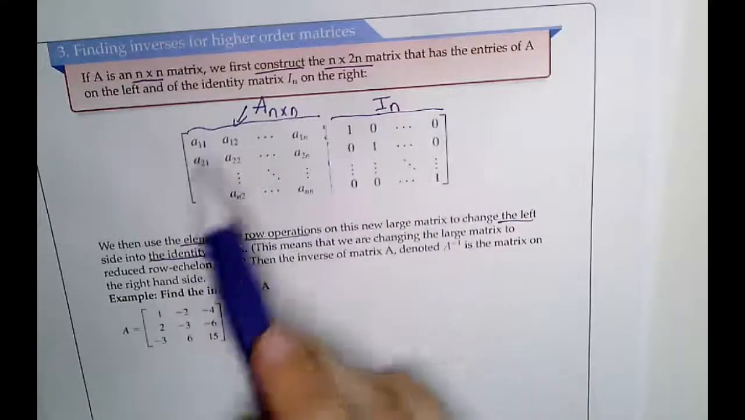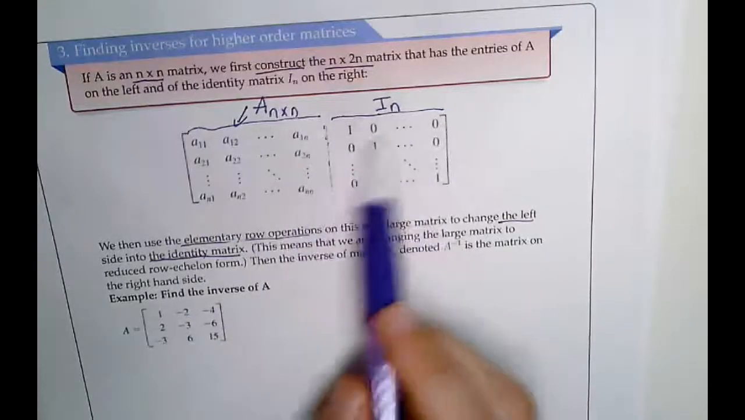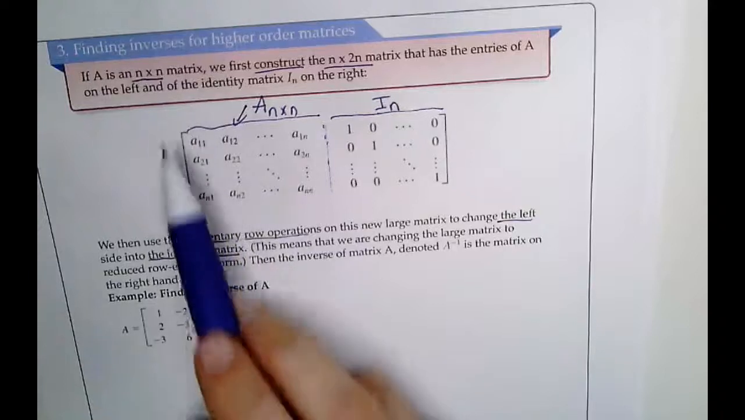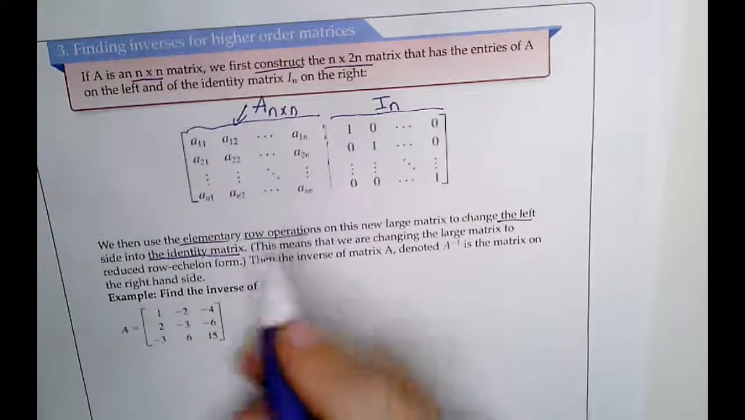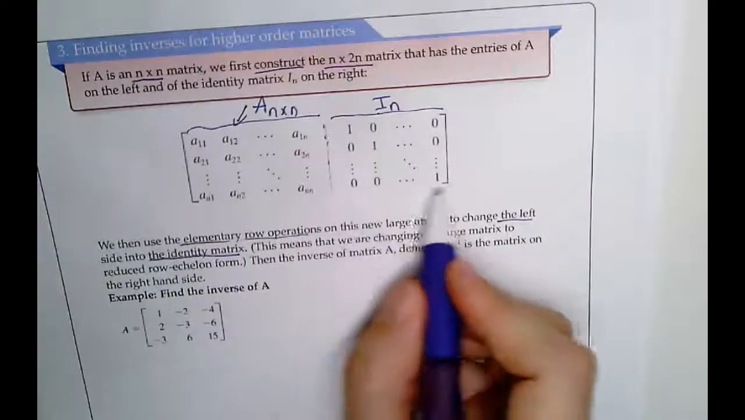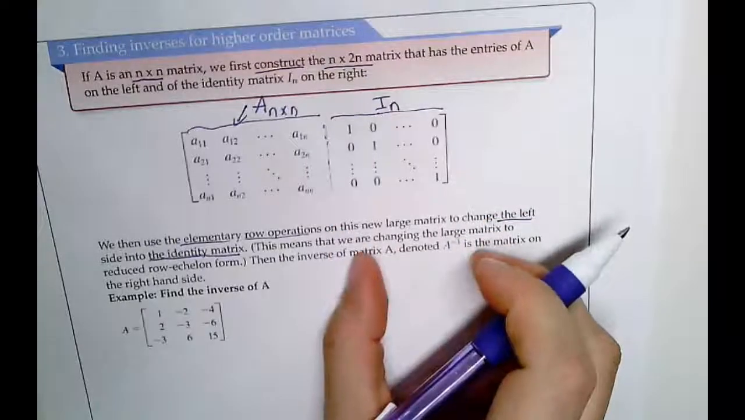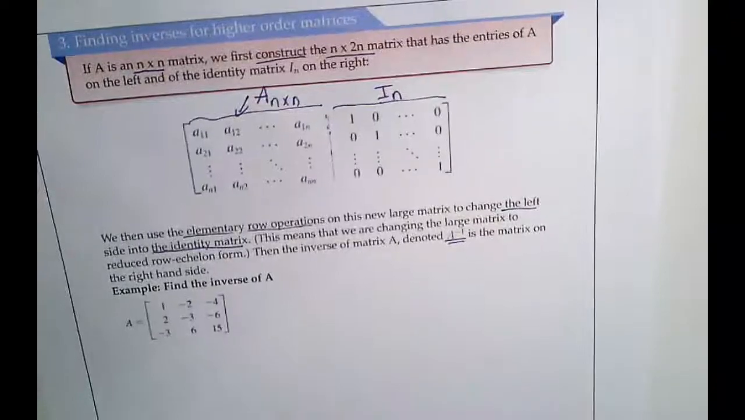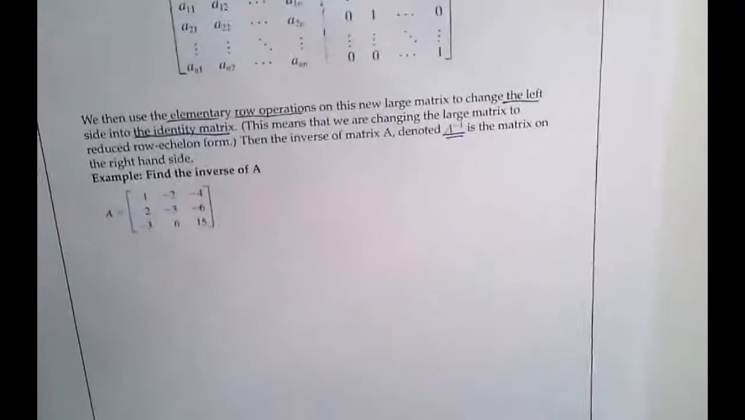So similar to what we did last time, we're going to bring this into reduced row echelon form by doing the row operations. Then at the end, what we're going to have on the right-hand side, when we're done, is our inverse. So let's see an example. It's going to be clearer when you have an example.